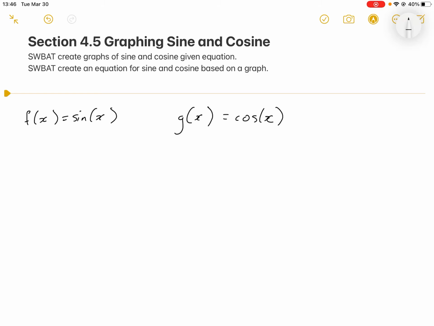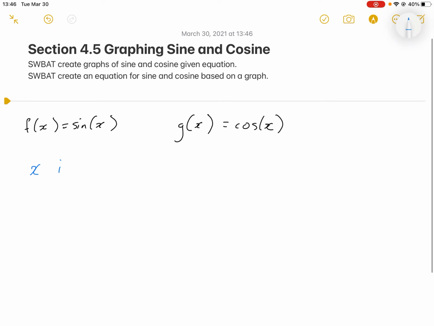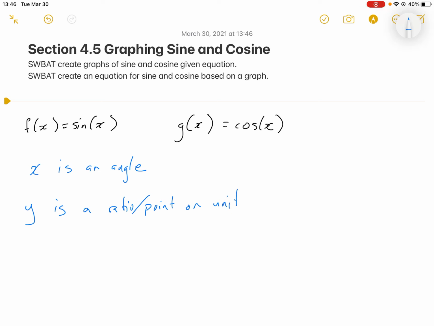Now, before we begin, I want to just point out here that x is an angle, and our outputs, so y in this case, is a ratio or a point on the unit circle, however you like to think about it. And so these are different from our x and y values that we were using when we did unit circle stuff. Just something to keep in mind that x and y are sort of different now. X is taking the place of theta, and y is taking the place of those x and y values we find on the unit circle.